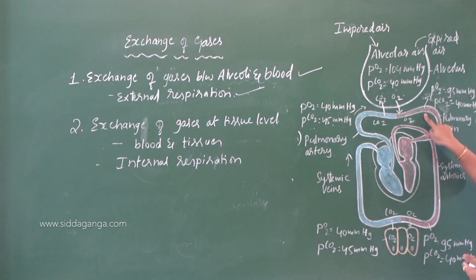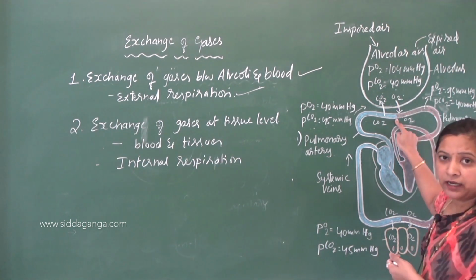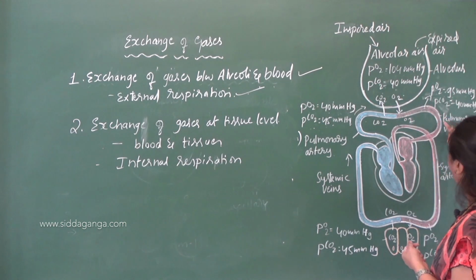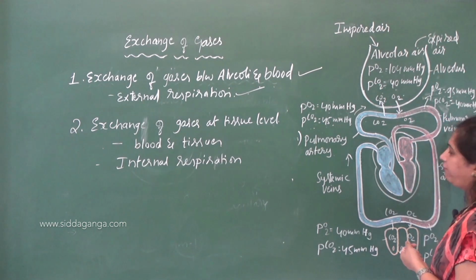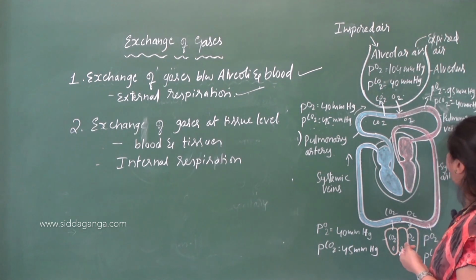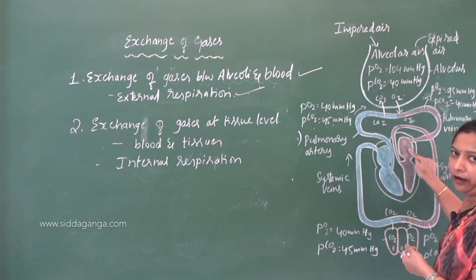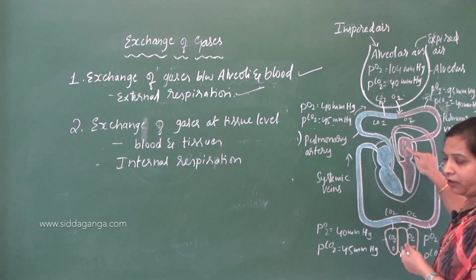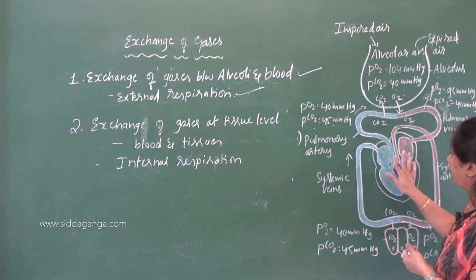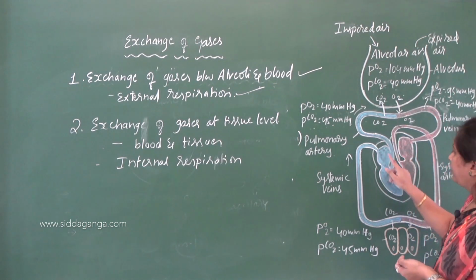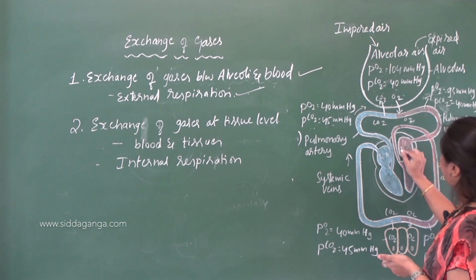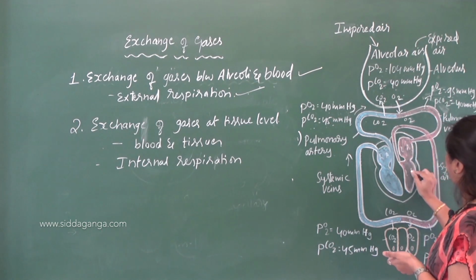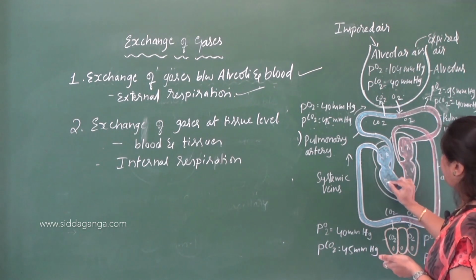See, the oxygenated blood from the lungs is carried to the heart by the pulmonary vein. So the pulmonary vein will carry the oxygenated blood from the lung to the heart. To which chamber? To the left atrium. You know that in humans the heart is four chambered. This is the right atrium, this is left atrium, this is left ventricle, and this is right ventricle.